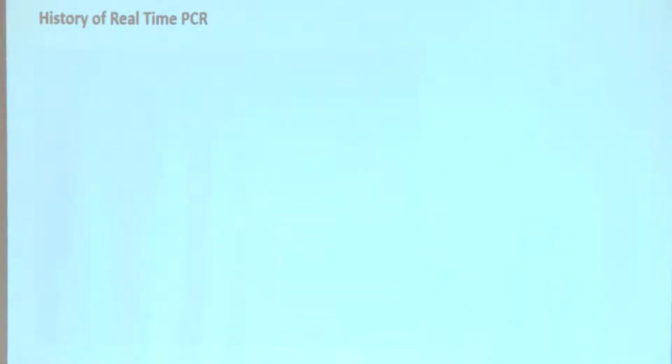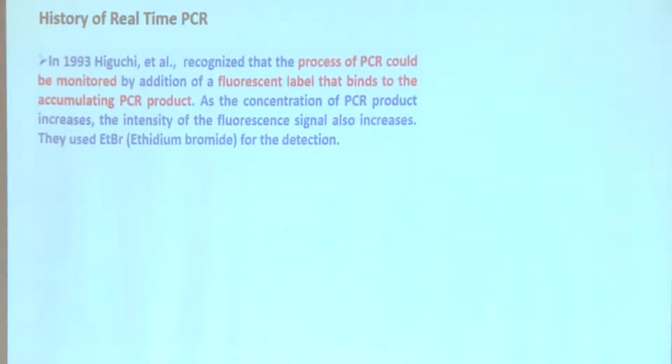Okay. So, of course, let us see what this is. Much like the history of PCR, that happened in 1980s to 1990s, the 10-year time point, from 83 onwards up to 89, when Science rated this molecule as molecule of the year. The real time PCR development took place after the 1990s. Higuchi in 1993. So, he recognized that the process of PCR could be monitored.